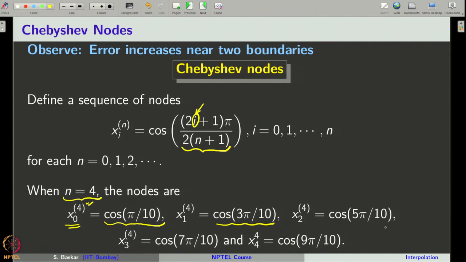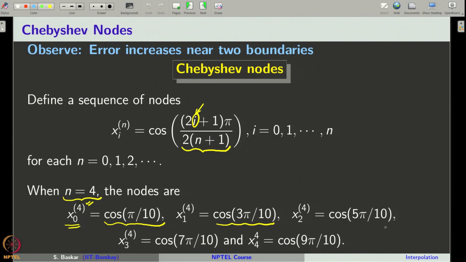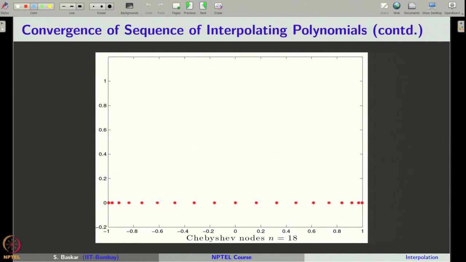Let us see how these nodes are placed in the interval minus 1 to 1. In this figure, we are showing the Chebyshev nodes for n equal to 4 in the red dots. Similarly, you can construct the Chebyshev nodes for any given n. Let us construct the Chebyshev nodes for n equal to 18. In this case, we will get 19 node points, and they are given like this. You can observe that the nodes are more clustered near the boundary, whereas they are sparsely placed when you come away from the boundary. This is the main idea of the Chebyshev nodes.